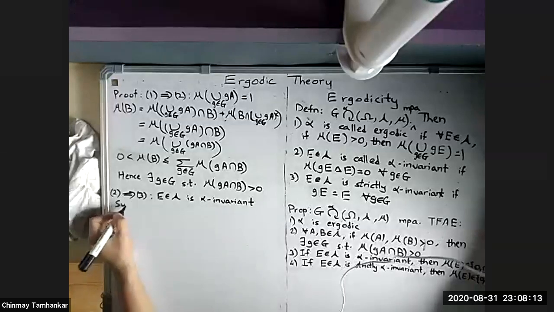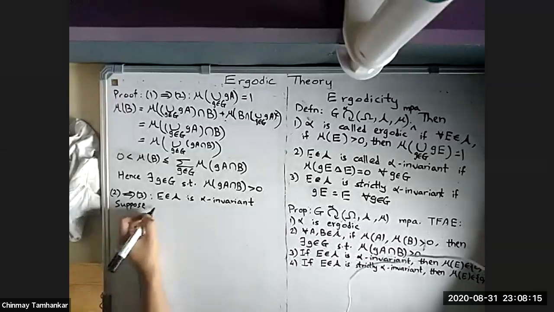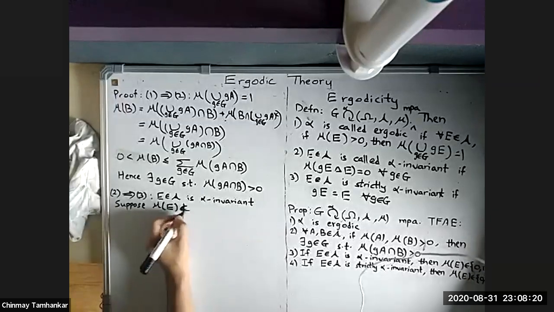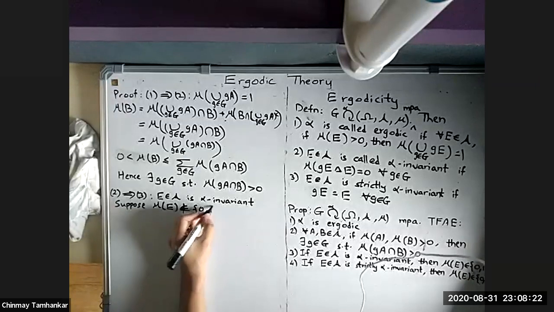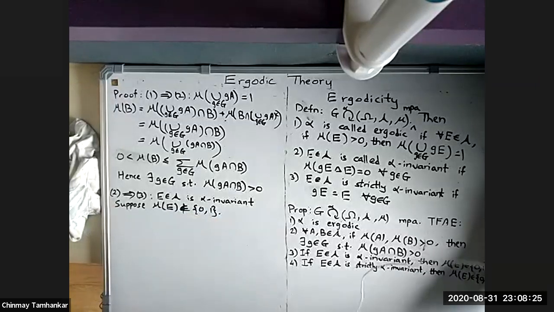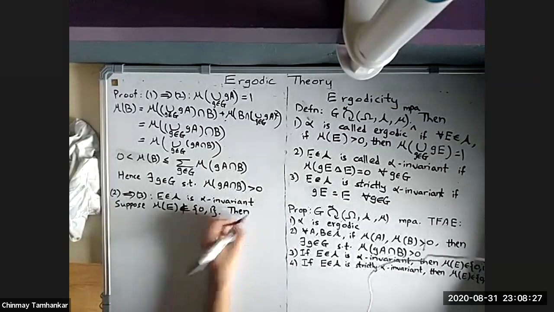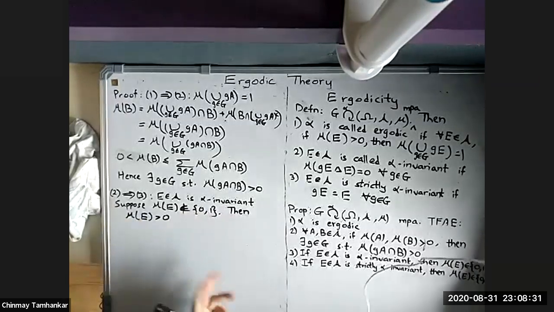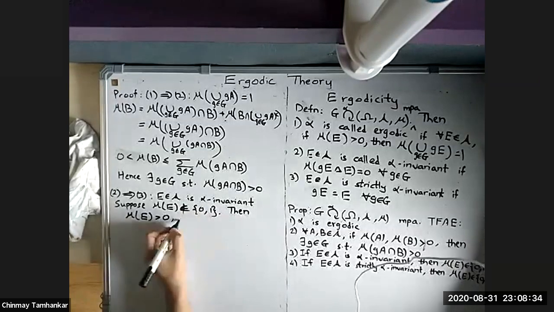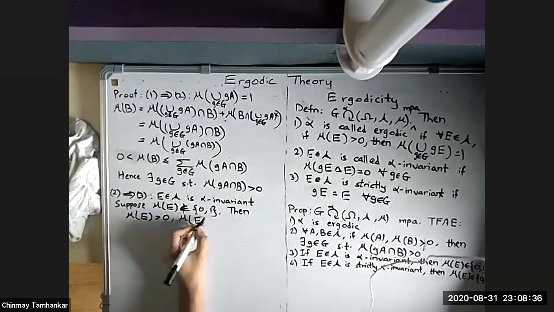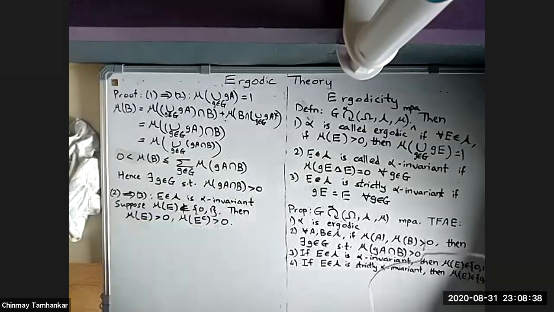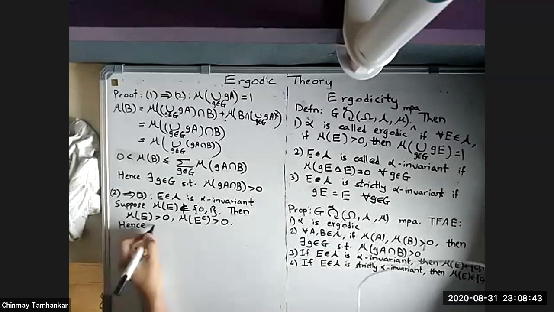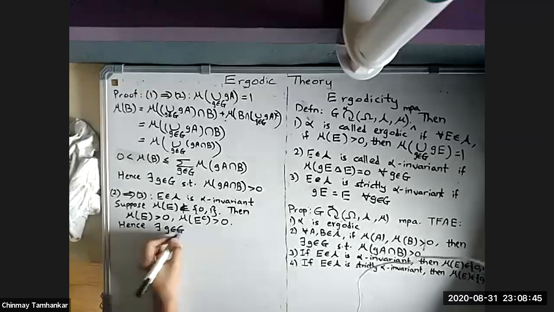So suppose the measure of E is not in {0, 1}. Then the measure of E has to be positive. But since the measure is not 1, the measure of its complement is also positive. So we can apply 2. Hence there exists g in G such that the measure of gE intersected with the complement of E is positive.